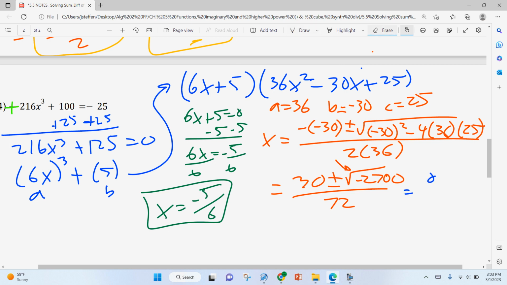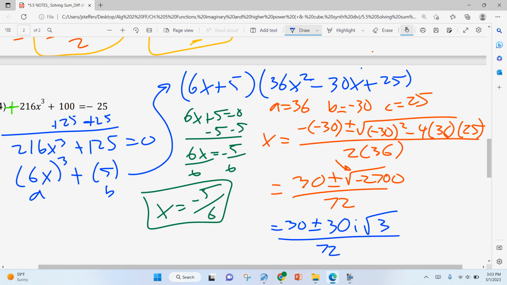I'm going to run out of room. You end up getting 30 plus or minus 30i times the square root of 3. Again, those two 30s are the same, if that helps you out at all. And it's always going to be root 3. That's over 72. But again, we can reduce that down. The 30, the 30, and the 72.